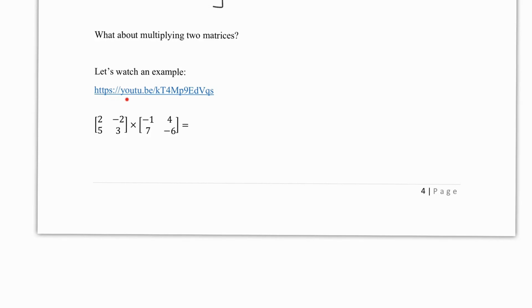So I encourage you right now to pause the video and take a look at this example. The link for this video is in the description. So this is a nice example of multiplying matrices. And so please pause the video, take a look at this video, and then we're going to pop back to the original one here.